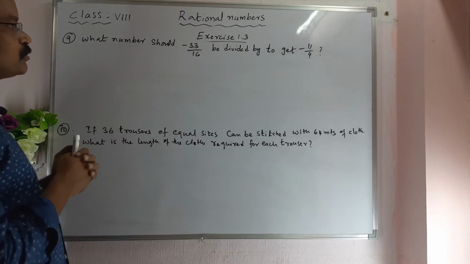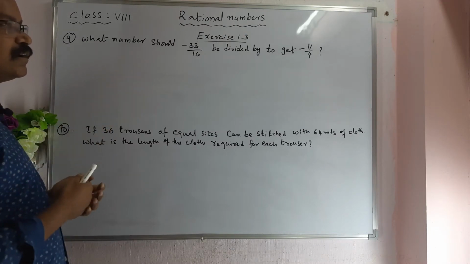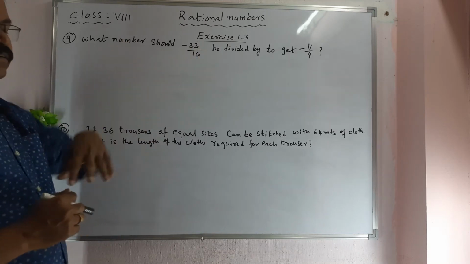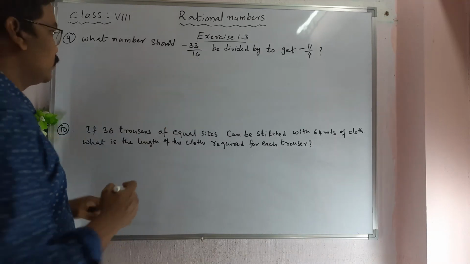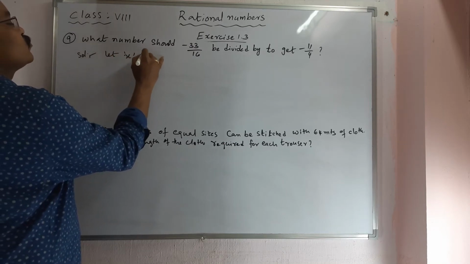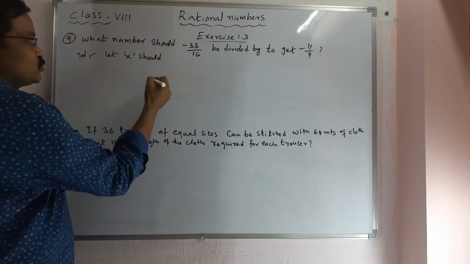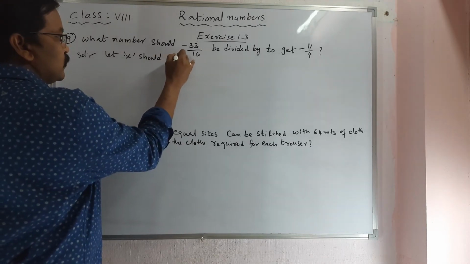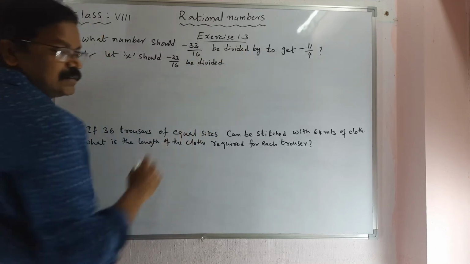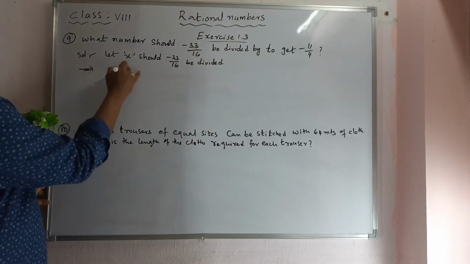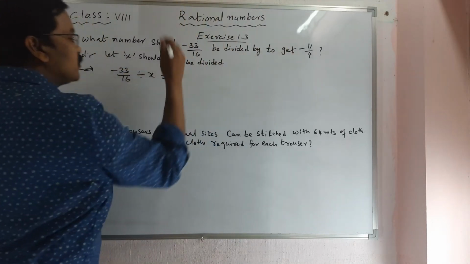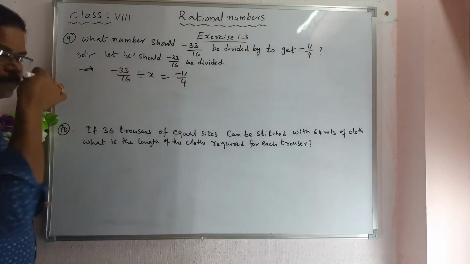What number should minus 33 by 16 be divided by to get minus 11 by 4? Okay, the solution. Let x be the number by which minus 33 by 16 should be divided. So that means minus 33 by 16 divided by x. This result is equal to minus 11 by 4.